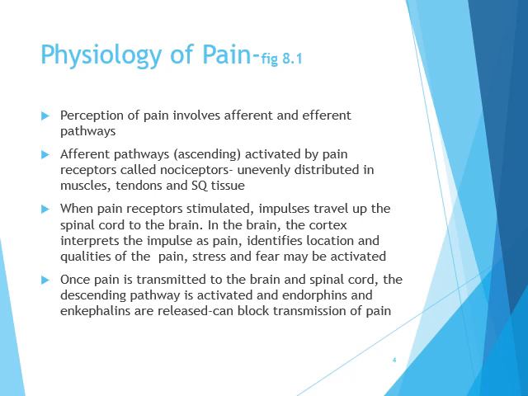When pain receptors are stimulated, impulses travel up the spinal cord to the brain. That impulse is interpreted by the brain in the cortex, and it identifies the location and the quality of the pain, and then you may experience stress and fear. Once that pain is transmitted to the brain and spinal cord, the descending pathway is activated and endorphins and enkephalins are released. And those are our natural hormones, our natural pain relievers, and they can block that transmission of pain.